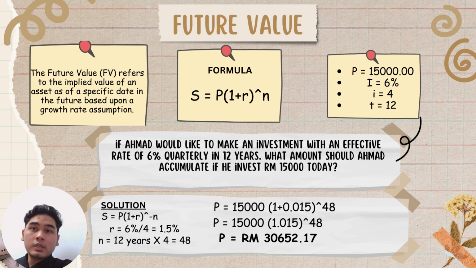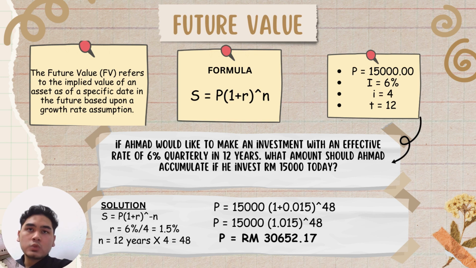After that, we proceed with the future value example. The future value refers to the implied value of an asset at a specific date in the future based upon growth rate assumption. The formula that we can use in order to find the future value amount is S equals to P in bracket 1 plus R to the power of N. So let's take a look again at the example question.